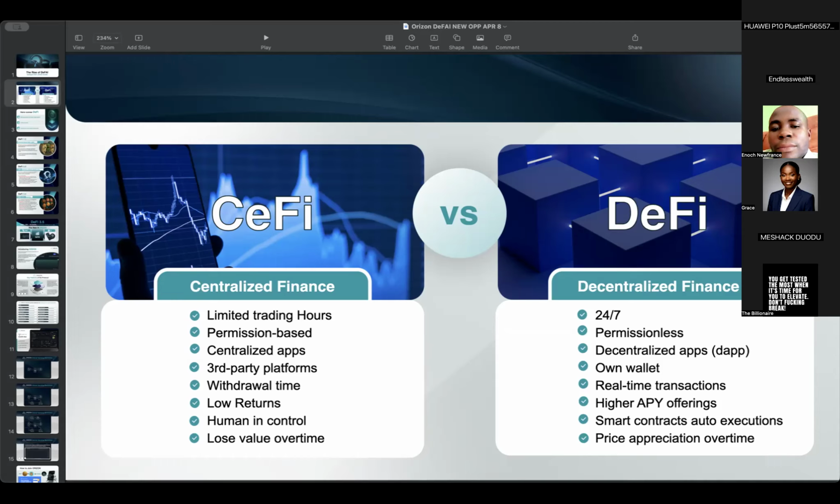Recently, the dollar has just gone up again compared to Naira. The value of the dollar has just gone up again compared to Naira. So Naira is still losing value at a very fast rate.